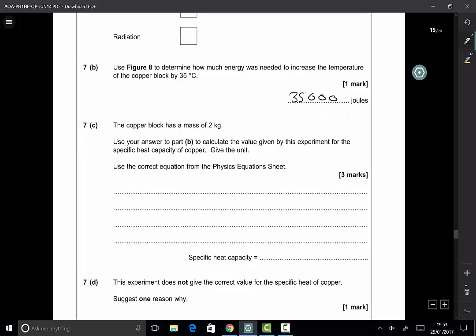The copper block has a mass of 2 kilograms. Use my answer to this to calculate the value given by this experiment for the specific heat capacity of copper. Give the unit. Okay, so specific heat capacity, I get the equation from the equation sheet, but I need to rearrange it. The equation they give me is energy equals mass times specific heat capacity times temperature difference. So we want to divide by mass and temperature difference so that we've got just specific heat capacity on its own: energy over mass times temperature difference.